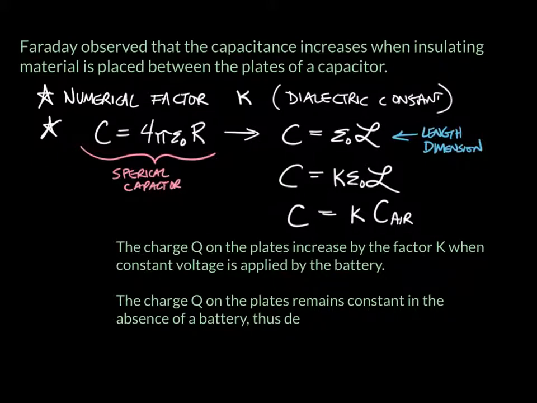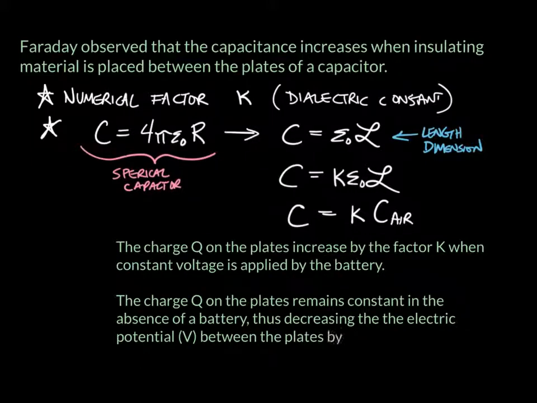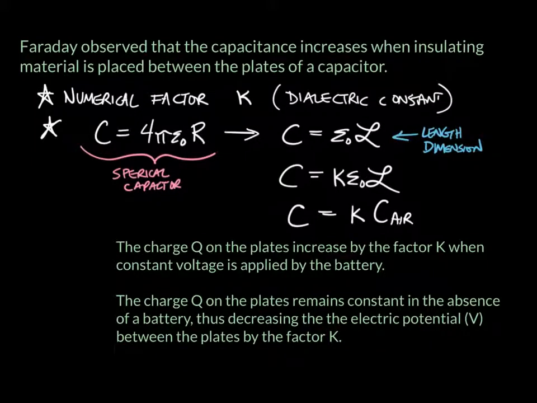thus decreasing the electric potential V, or voltage, between the plates by the factor K. So these two statements are really just repeats of Faraday's conclusions, all right?